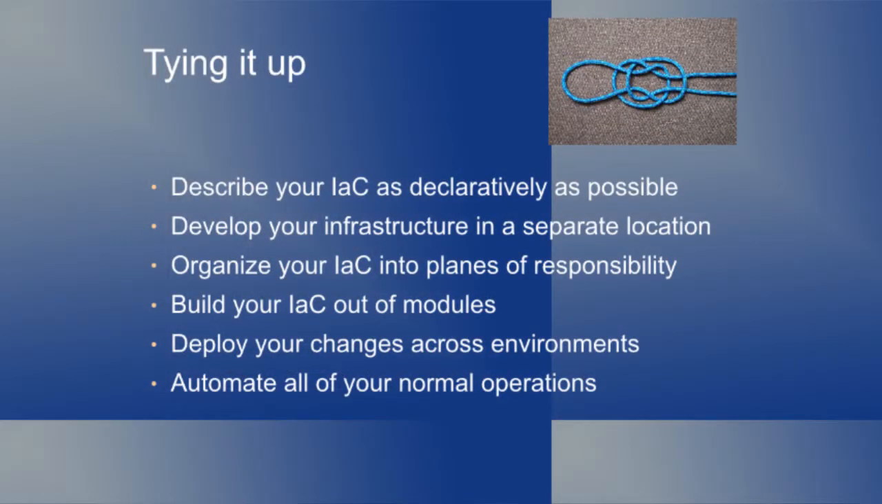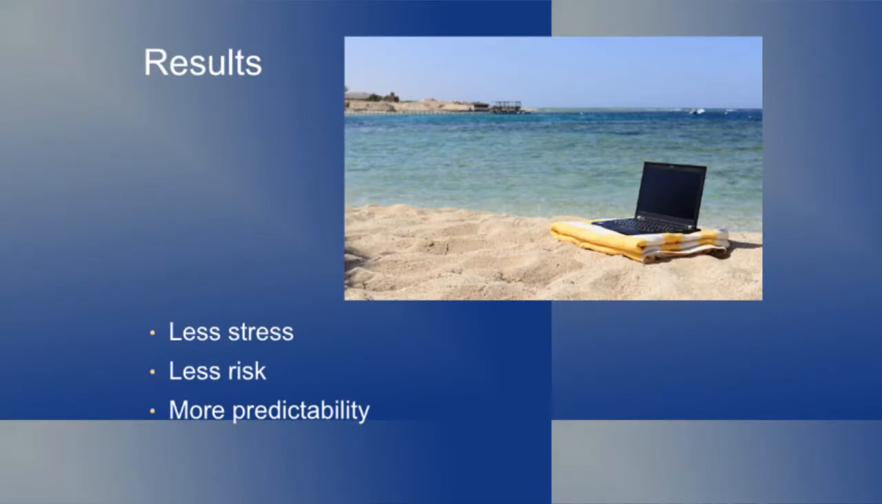Tie this all together. Here's my high points. Describe your infrastructure as code as declaratively as you possibly can. Develop it in a separate location from your production. Organize it into planes of responsibility so you don't mix too much responsibility in one place. Make it modular. Build it out of your Legos. Deploy your changes across your environment, not all at once, and automate all of your normal operations. Then you may actually be able to take a vacation.